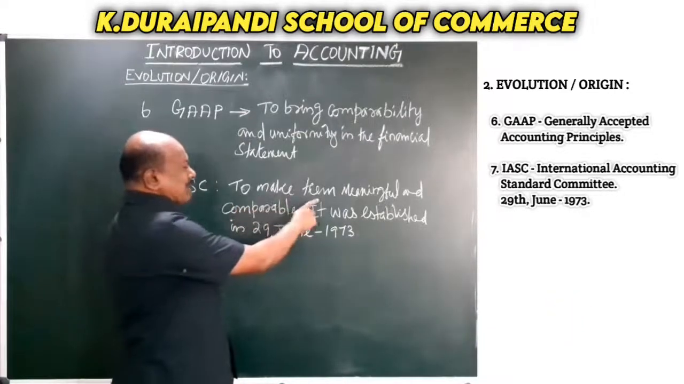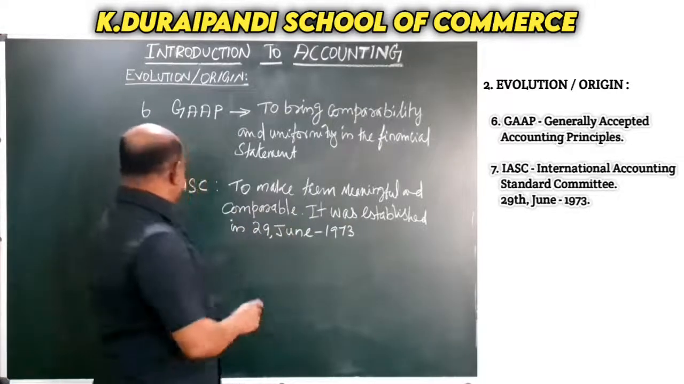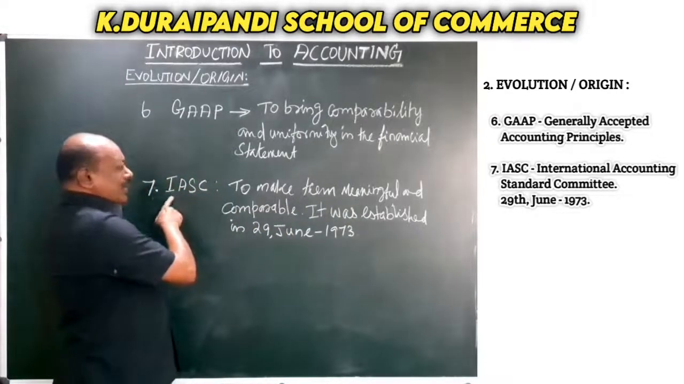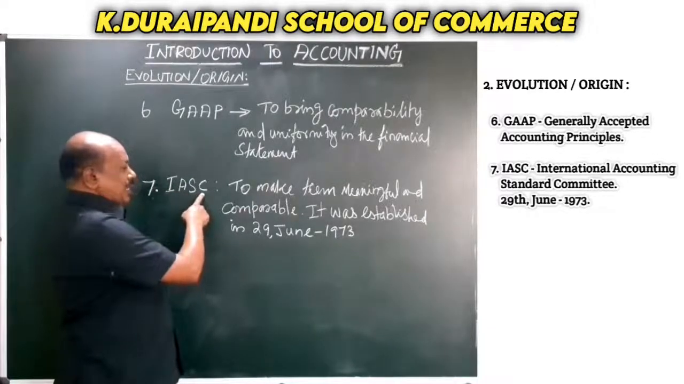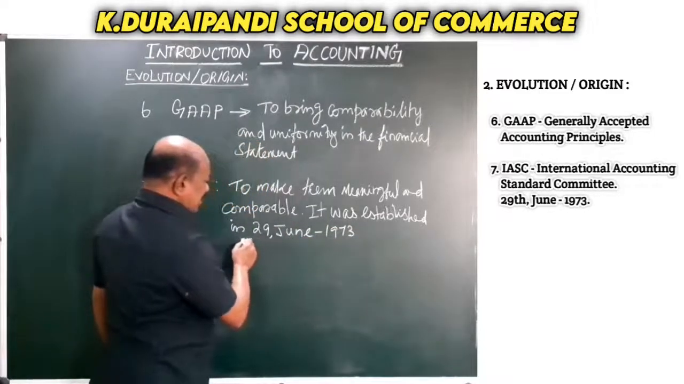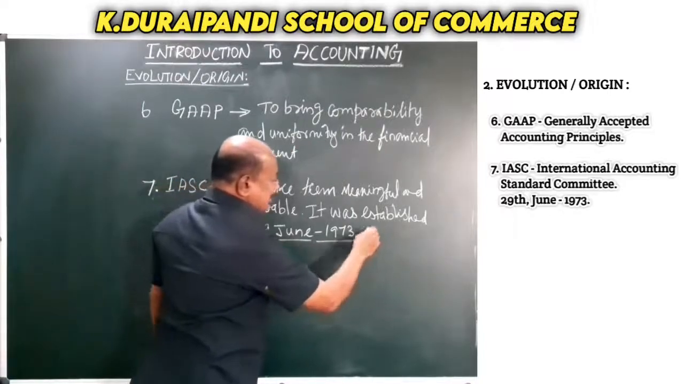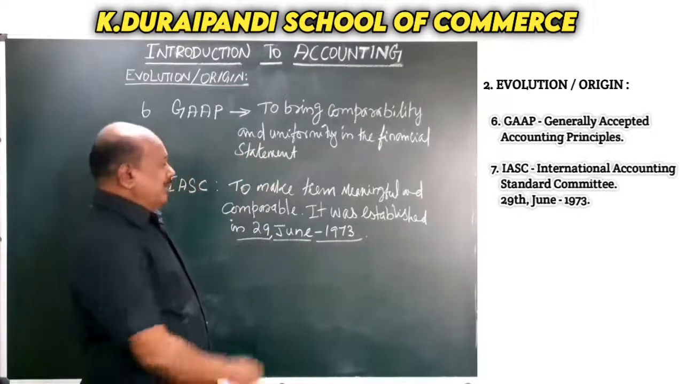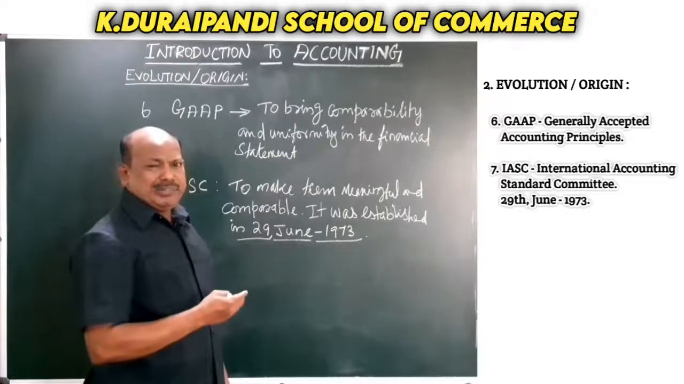To make them meaningful and comparable, the International Accounting Standards Committee was established on 29 June 1973. That is the development or origin of accounting in the world.